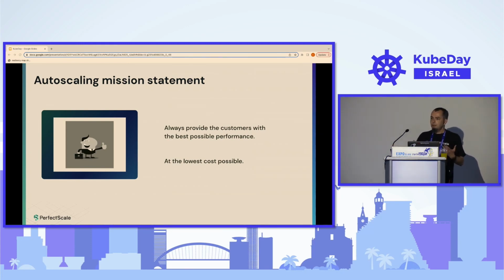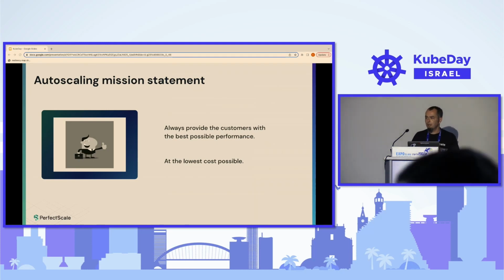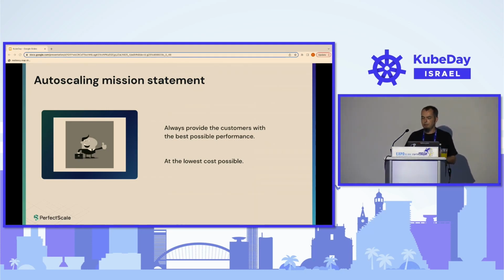Cloud native systems come with a great promise for day 2, which is flexibility. We can scale our environment up when it's needed. We can scale it down when it's not needed and save some money. By that, we can achieve the holy grail: the best possible performance at the lowest cost possible.